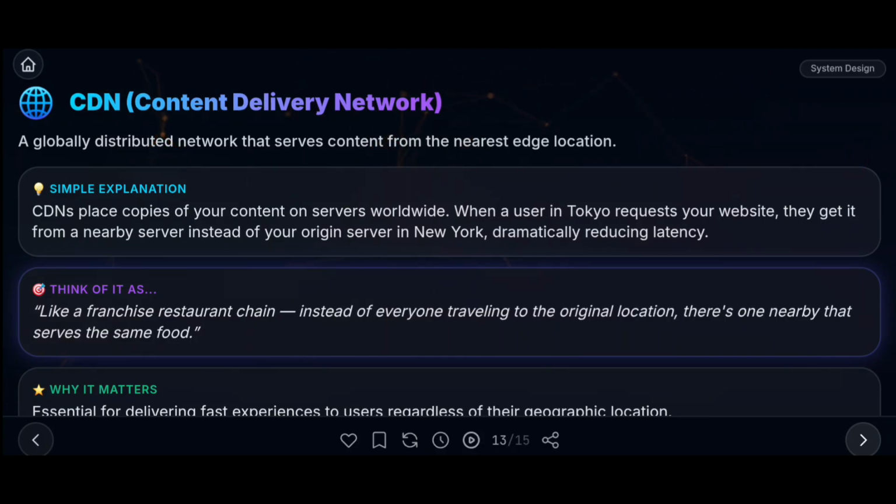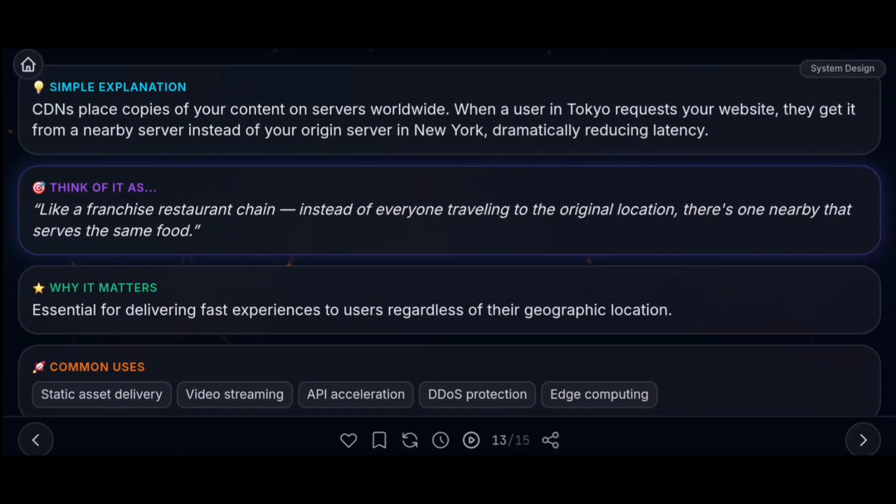Think of it as like a franchise restaurant chain. Instead of everyone traveling to the original location, there is one nearby that serves the same food. So as we have multiple chains of Paradise Biryani centers all over the world, we can request any nearby franchise to get it. This is about CDN. And why does it matter?